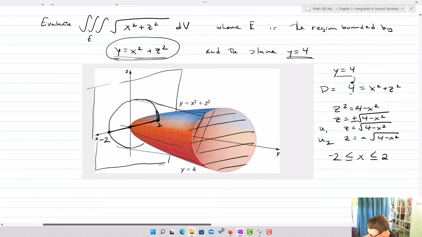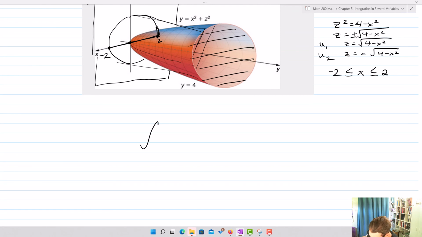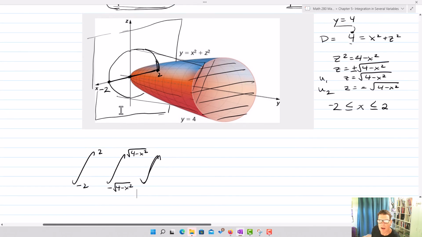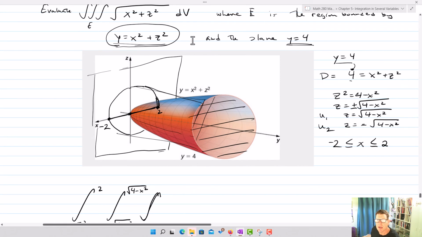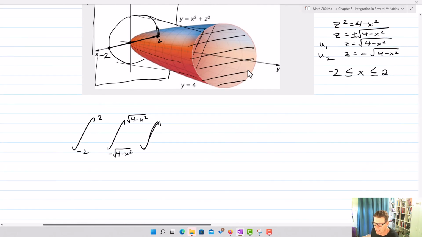So what I'll do now is I'll say, okay, cool. I'm going to have 3 integrals. The outside one will be my x, because that's my actual value, from -2 to 2. Then z goes from negative square root of 4 minus x squared to the square root of 4 minus x squared. And then my y, again, remember our outer is going to be y equals 4 and our inner is x squared plus z squared.